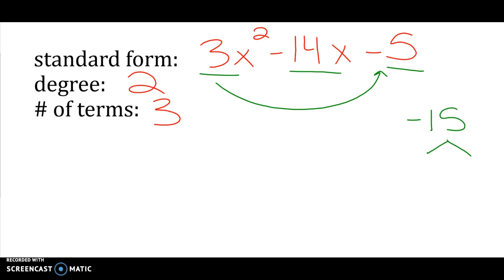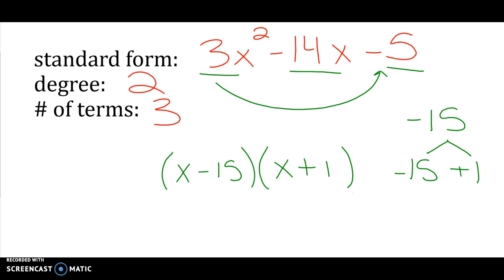Yeah, it would be negative 15 and positive 1, right? To add up to negative 14. So then those are the numbers that go into our factors after x. So x minus 15 and x plus 1. Now we're not done yet.